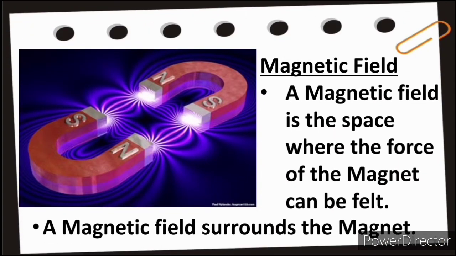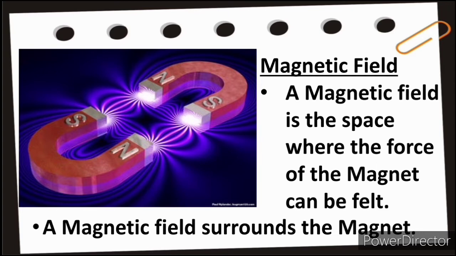Magnetic field. Can you see the space indicated with lines around these two magnets? Can you see it? It is known as the magnetic field. We cannot see it with our naked eyes, but we can feel it. So what is this magnetic field? What is this space surrounding the magnet? A magnetic field is the space where the force of the magnet can be felt.